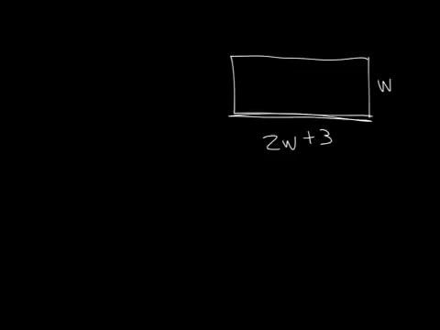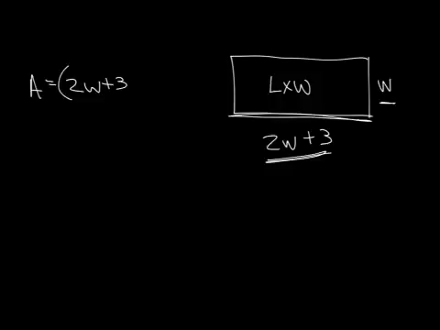What are they asking us to do? Write an expression for the area of a triangle. So how do you find the area of a triangle? It's length times width. So it's this times that, right? So the area is going to be 2w plus 3 times w.